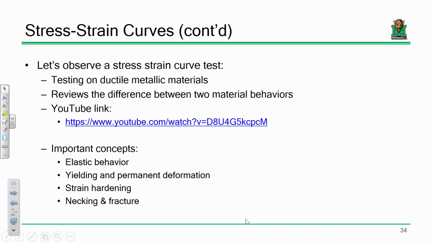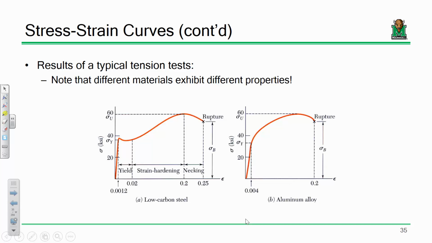I'm not going to play the video again. We watched that last time. I want to take these stress-strain curves and break them apart and look at their anatomy a little bit, their different characteristics and their different important points. The one thing I do want to mention, though, is that if you look at the results of a typical tension test, different materials are going to give you different stress-strain curves, and that's sort of the whole point.